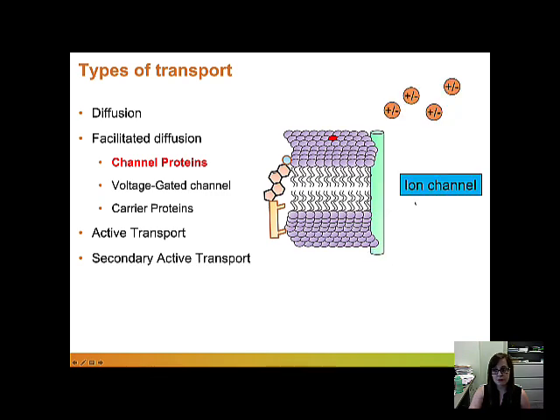There are also ion channels, right? So here's our ion channel here. It's specific only for one type of ion, and so the ions will move from high concentration to low concentration. And this is really the only way for an ion to get through the membrane. So ion channels are really important.